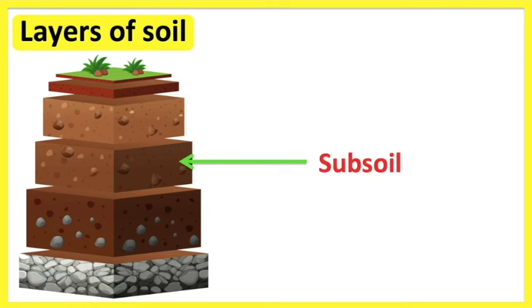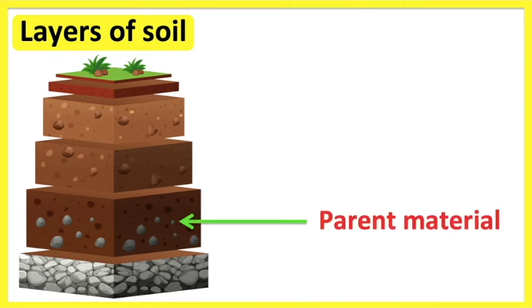The subsoil is also known as B horizon. The subsoil is the compact layer consisting of organic matter, clay, and minerals. It's a hard layer in which some long roots can reach. The parent material is also known as C horizon. The parent material is the layer consisting of large rocks. The upper layers are developed from this layer. There is no organic matter or plants in this layer.